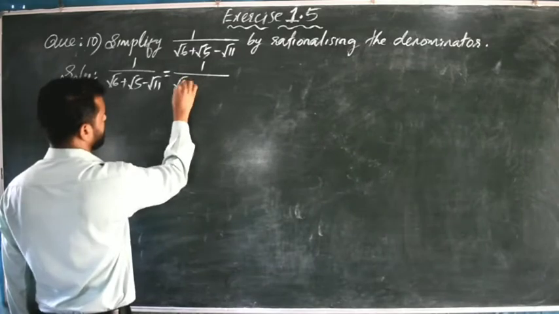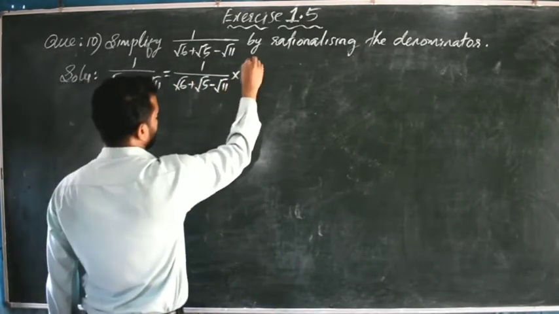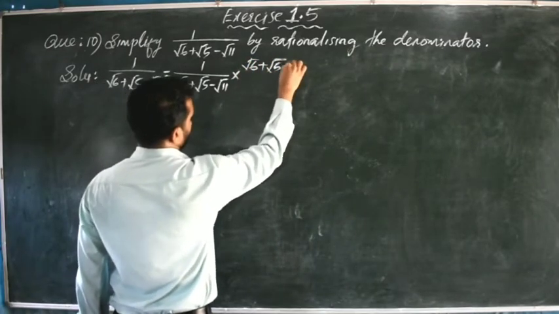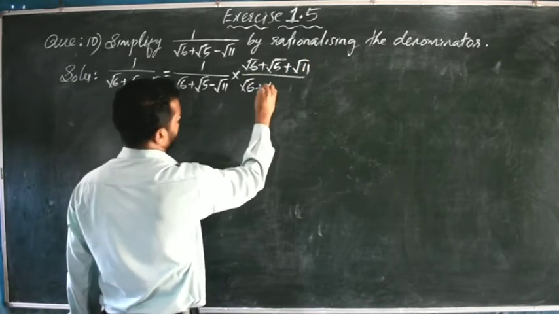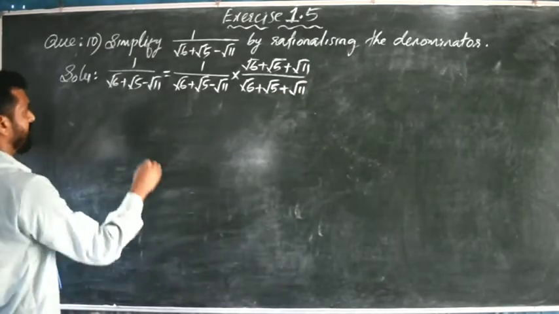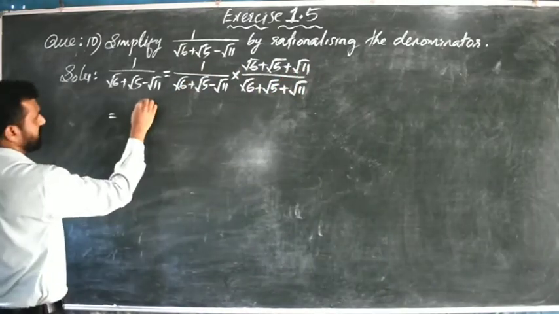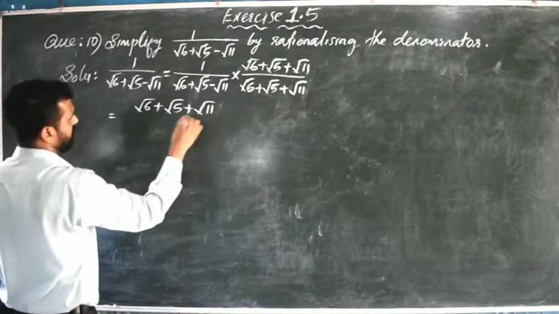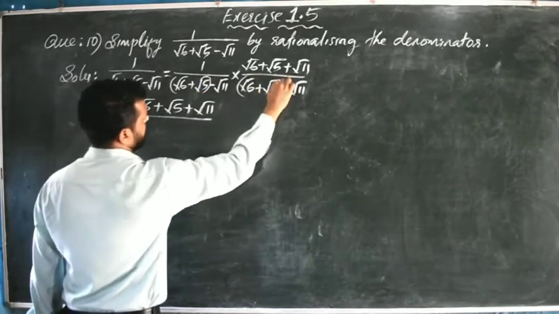Equal to 1 divided by root 6 plus root 5 minus root 11, into root 6 plus root 5. We will take it as one term, plus root 11. We will multiply in the numerator and denominator root 6 plus root 5 plus root 11. That is equal to 1 into root 6 plus root 5 plus root 11, that we will write as it is, root 6 plus root 5 plus root 11, divided by the denominator. This one we will take as one term, root 6 plus root 5.